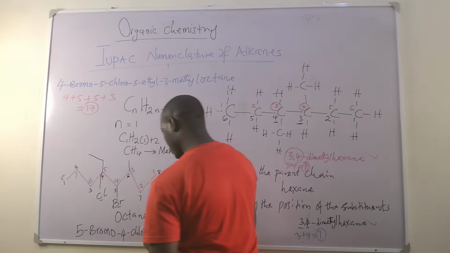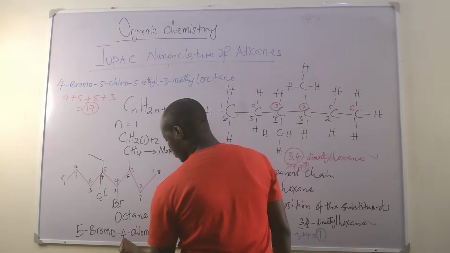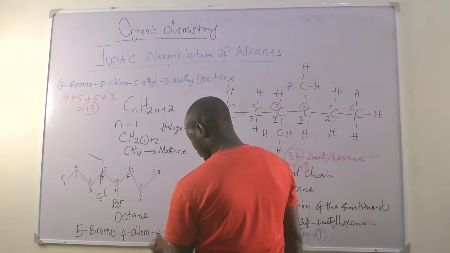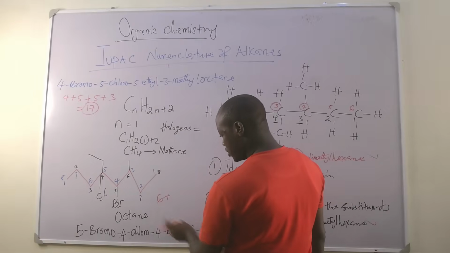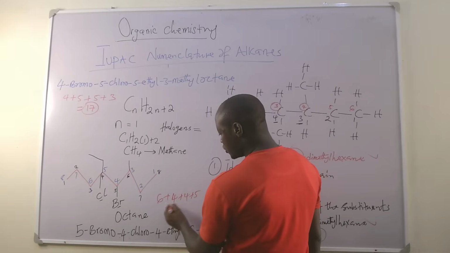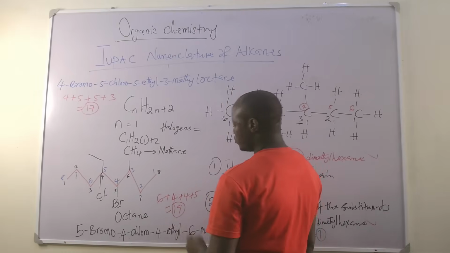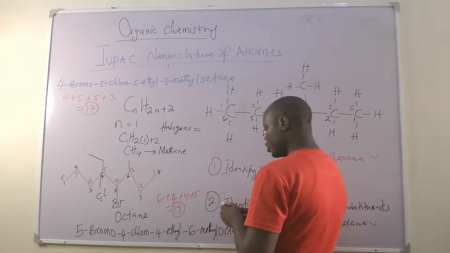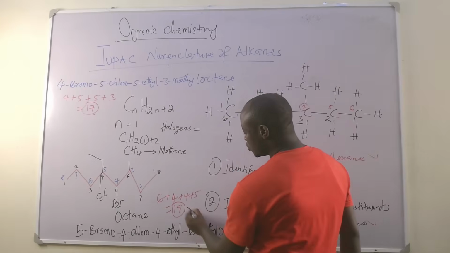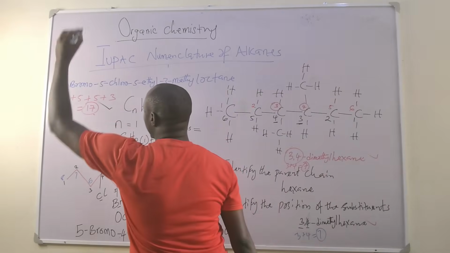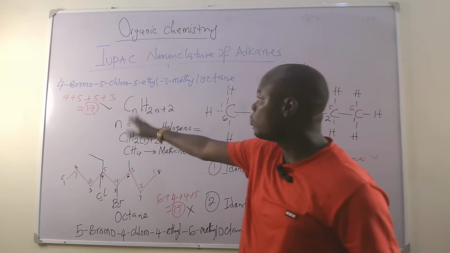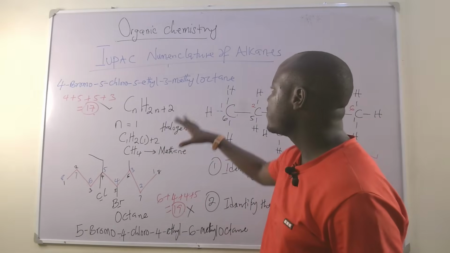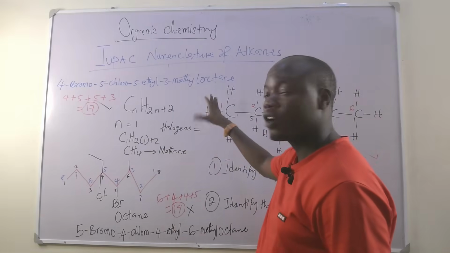Then what about this one? Let's also count this. So 5 plus 4 plus 4, so this is 10, because we have 6. This 6 plus 4 plus 4 plus 5 will give us 19. Which one carried the highest number between this one and this one? This one carries the highest number, so this one is wrong. This one that has the lowest number is correct. So therefore, we have 4 bromo, 5 chloro, 5 ethyl, 3 methyl octane.